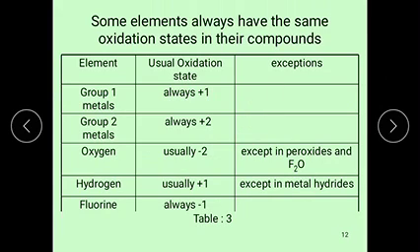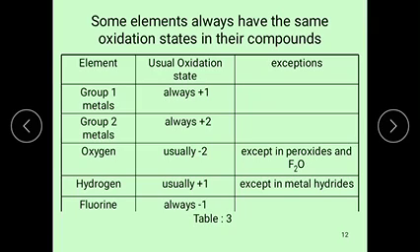Here we observe these rules are very important for calculating the oxidation number of an element in a molecule or ion. For group 1 elements, the oxidation state is always taken as +1. For group 2 metals, the second A group elements, it is always taken as +2. Here also, the second A group elements lose 2 electrons, so the oxidation state is taken as +2.